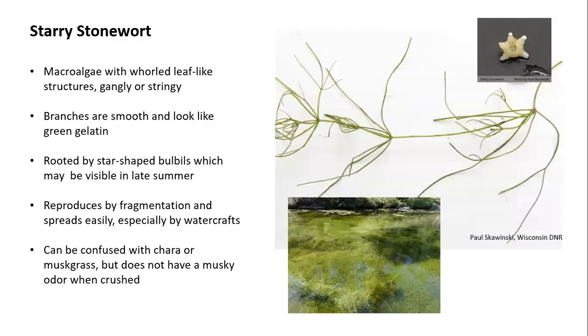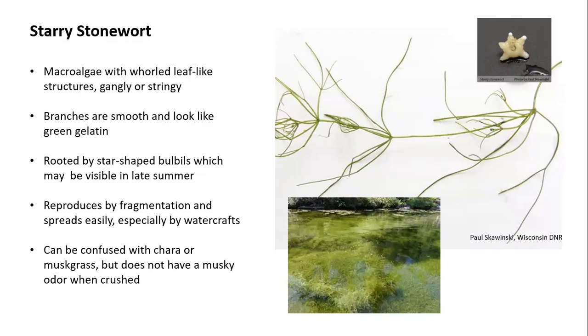And Starry Stonewort. So Starry Stonewort is a macroalgae, but it is very plant-like. It has leaf-like structures, and it's very gangly and stringy when pulled from the water. The branches are smooth and look like green gelatin. It's rooted by star-shaped bulbils, which may be visible in the late summer. And this plant reproduces really easily by fragmentation and spreads really easily because of that.